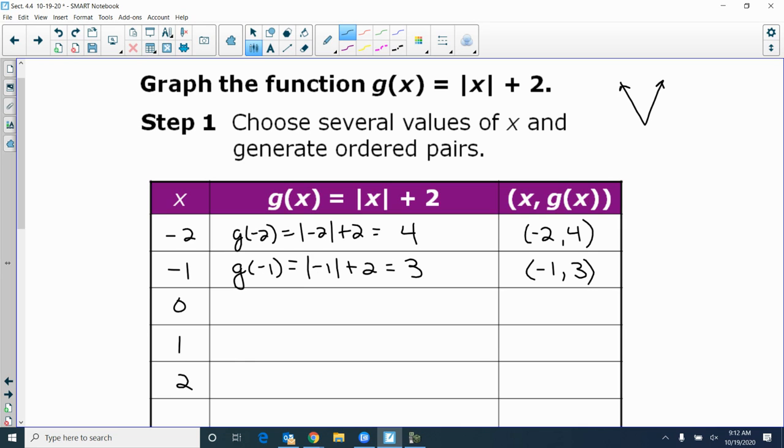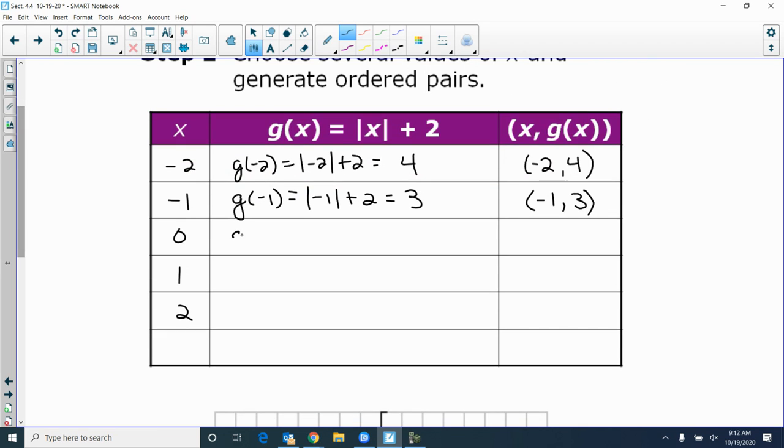All right, plug in 0, plug in 1, and plug in 2. So plug in 0, so find g of 0, g of 1, and g of 2.